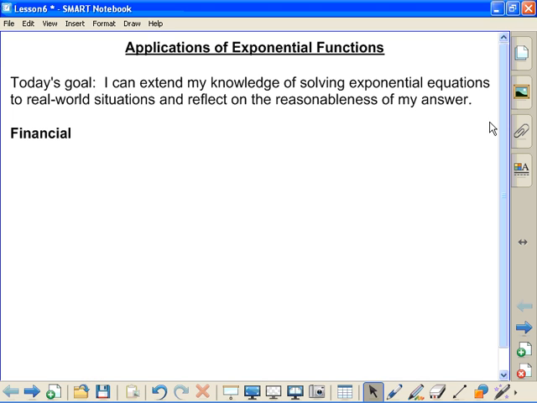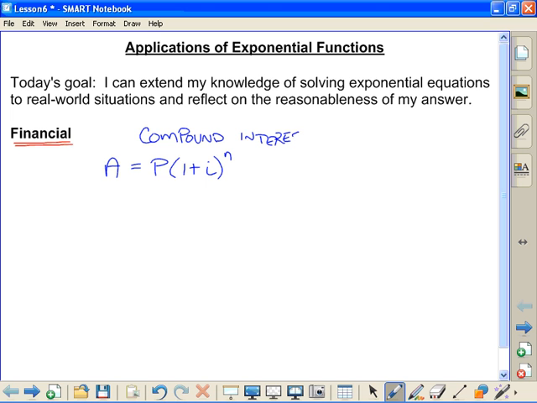So there are a couple of applications we're responsible for this year. Financial application, where we're going to be using specifically this formula right here. And this is our compound interest formula. And we've talked about this in previous courses, but now we're looking at solving for unknowns. We avoided certain unknowns throughout grade 9, 10, and 11 for specific reasons.